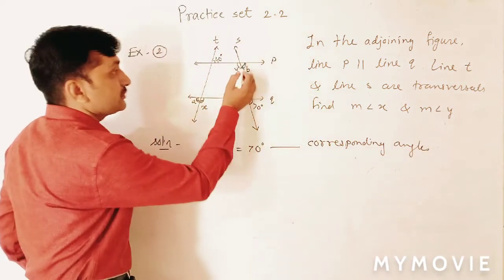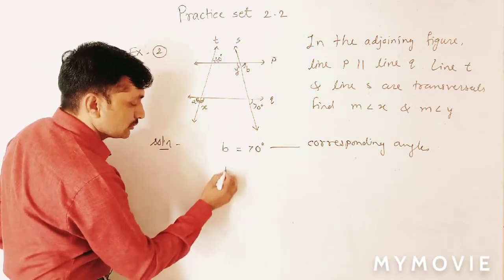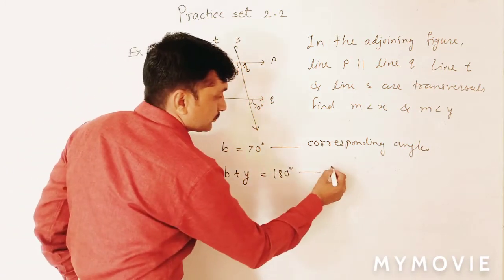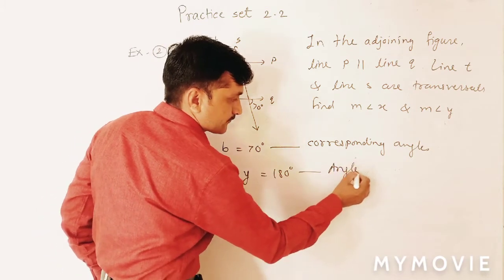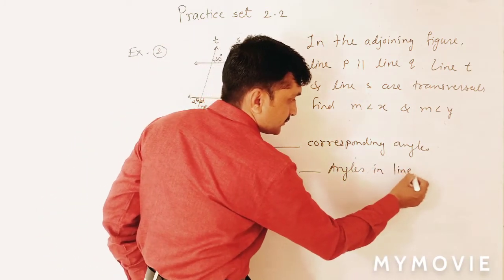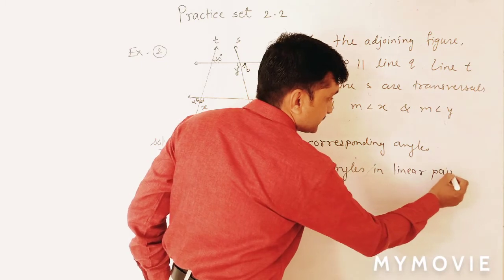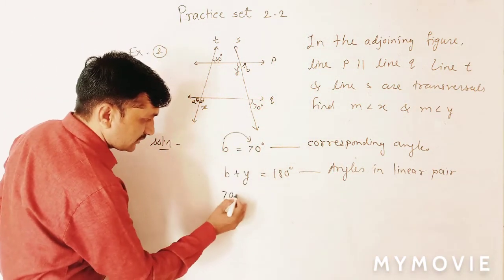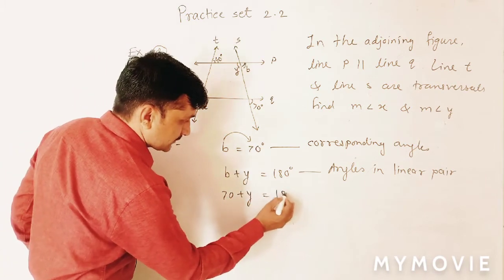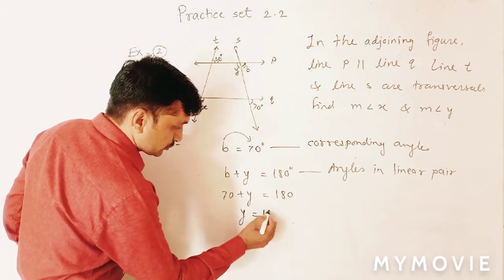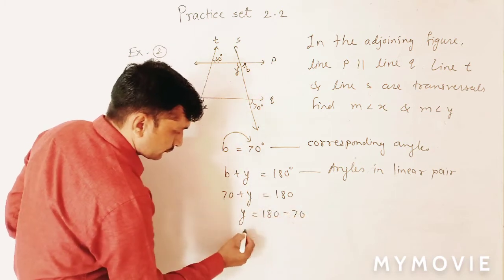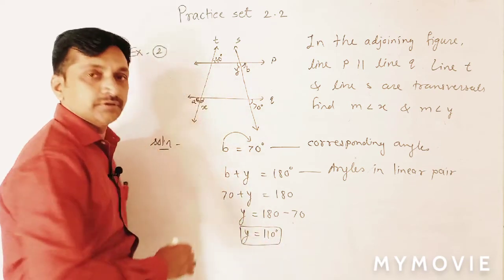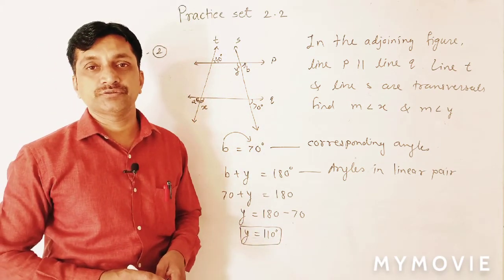And now what is the relation between B and y? These are also linear pair angles. B plus y is equal to 180 degrees. They are angles in linear pair, or linear pair angles, we can say. B is 70 now. 70 plus y is equal to 180. Therefore y is equal to 180 minus 70. y is equal to 110 degrees. In this way we get both the values x and y.